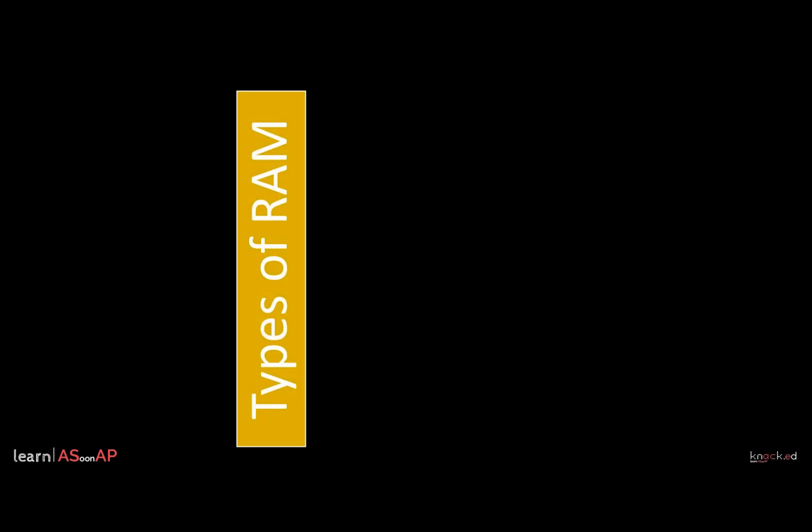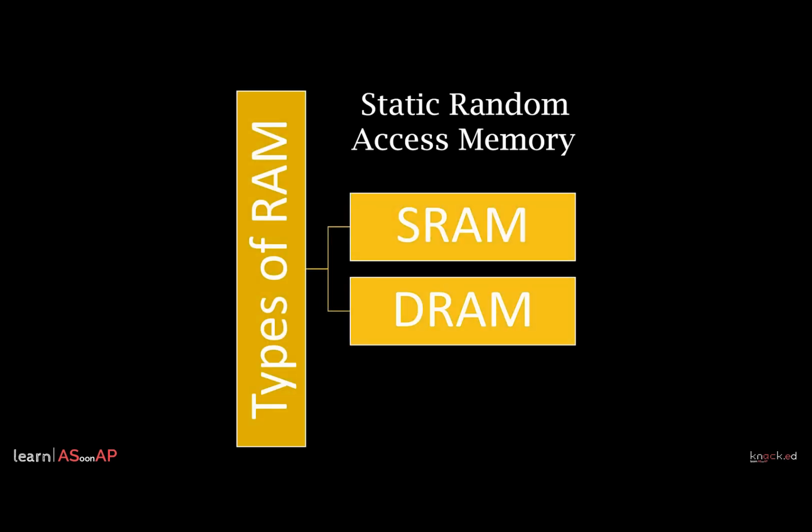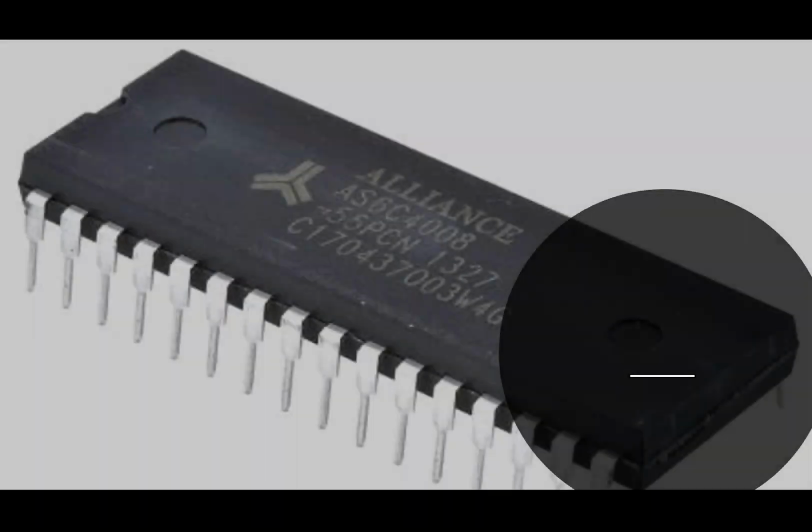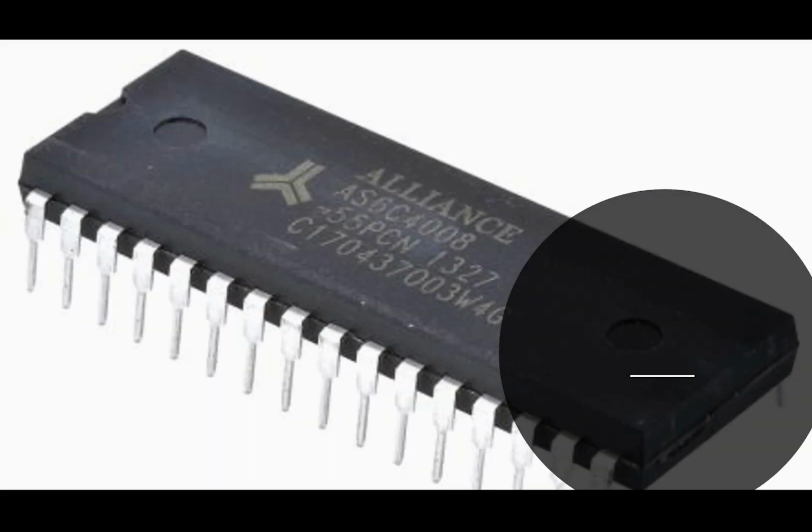There are two types of RAM, SRAM and DRAM. This is an image of actual RAM in a CPU. In the background, there is an SRAM by Alliance Company. The full form of SRAM is Static Random Access Memory.